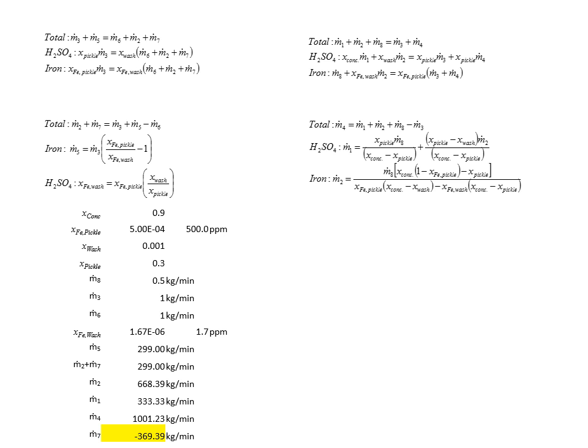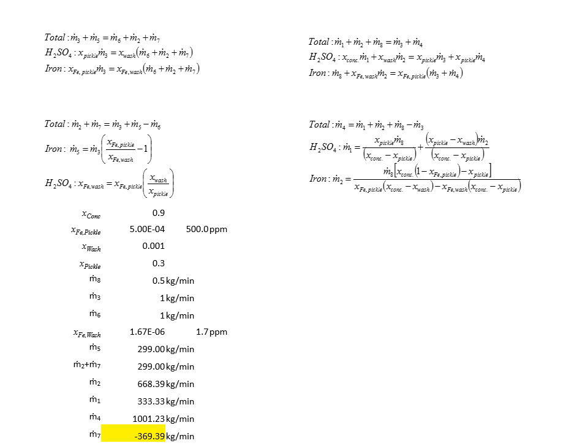Here's a sample of the spreadsheet where I have for the concentrated solution 0.9 mass fraction of sulfuric acid. The mass fraction of iron in the pickle solution is 5 times 10 to the minus 4, which is equivalent to 500 parts per million. I set the wash solution to be 0.1% or 0.001 mass fraction of sulfuric acid. The pickle solution target is 0.3 mass fraction for the sulfuric acid. Stream 8 has a mass flow rate of 0.5 kilograms per minute. Stream 3 and 6 are both 1 kilogram per minute.